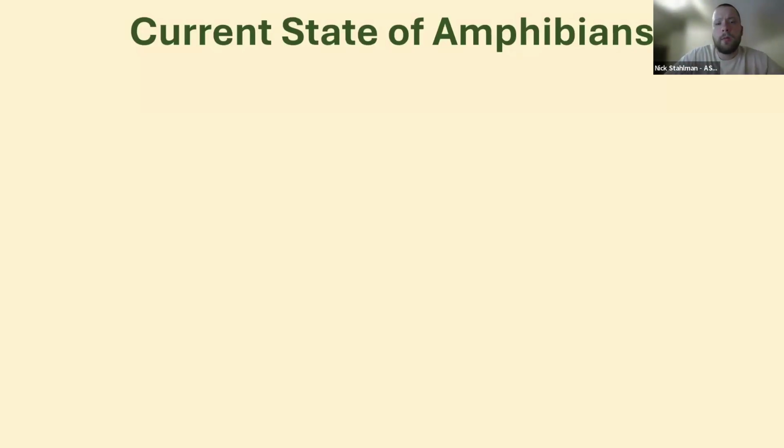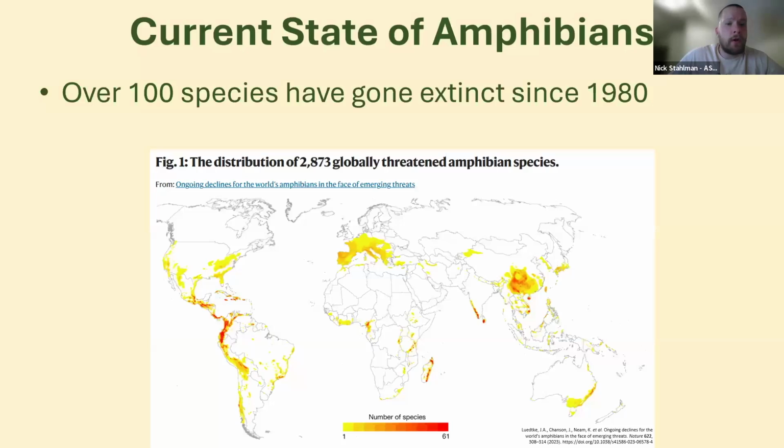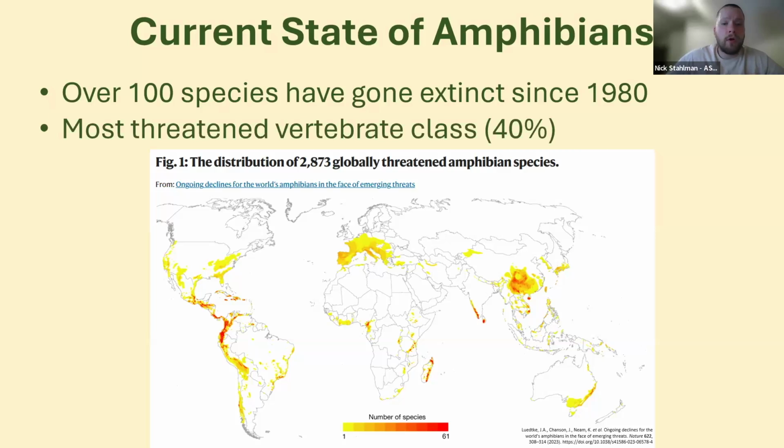All right. Current state of amphibians. Honestly, it's quite dire. Over 100 species have gone extinct since 1980. Estimates actually range anywhere from 90 to 200 species have gone extinct, and most of them are threatened anyway. They are the most threatened vertebrate class. Over 40% are either critically endangered or vulnerable.